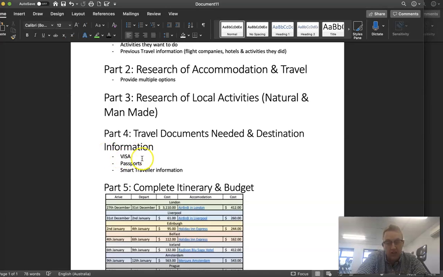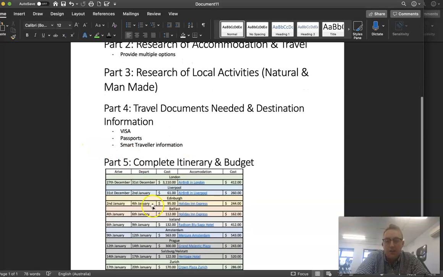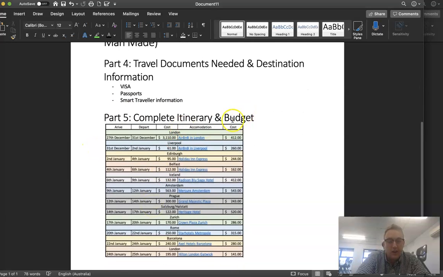That's stuff like your visa, passports, and then that's where you go to smarttraveler.com and you just put the country destination in. Obviously, right now with a lot of the COVID-19 stuff that's going on, that's going to be the big warning of don't travel. But if you scroll down the page, you actually see that there's a whole heap of information about safety, like precautions in terms of pickpocketing and stuff like that. And then part 5 is just your complete itinerary and budget.